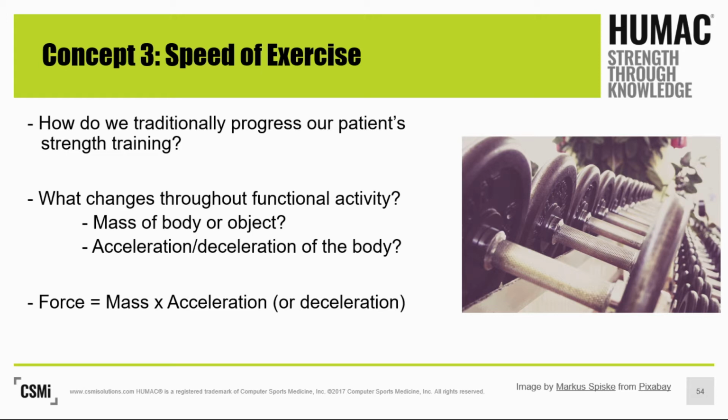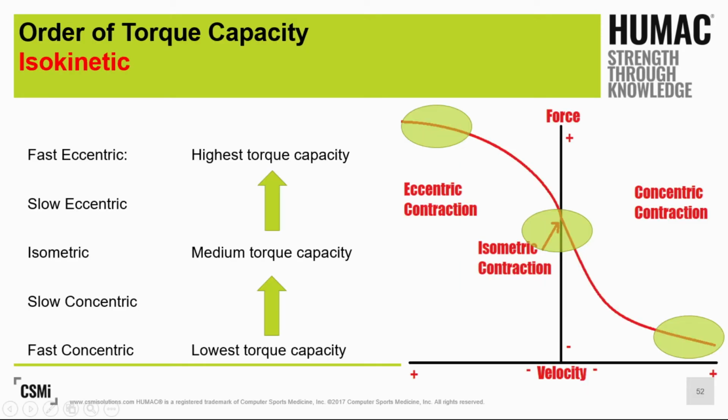If force is equal to mass times acceleration, or deceleration for eccentric actions, we can increase the force by manipulating the speeds. If we go back to the isokinetic force velocity curve, you'll remember that the faster we go eccentrically, the more force the patient will be able to produce. So we can start our patients off isometrically at the beginning and then start with slow eccentric loading, working the speeds faster as they progress.